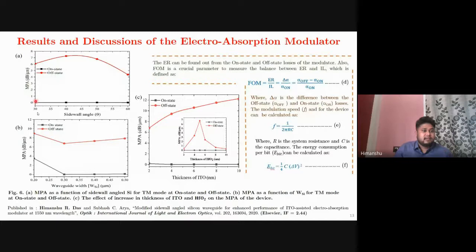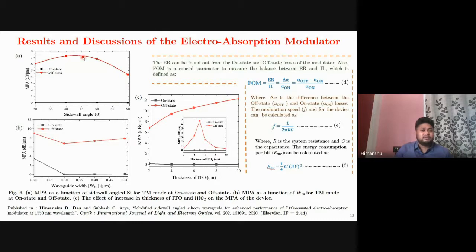Coming to the next slide. So this slide 5, figure 6a, shows the mode power attenuation versus the sidewall angle. With increase in sidewall angle, that is theta, which we have shown in our figure, the change in the MPA is shown in this figure. Here we can see that with increase in the sidewall angle, for the on state it is almost minimal, and for the off state it changes and it is maximum around 45-degree angle.